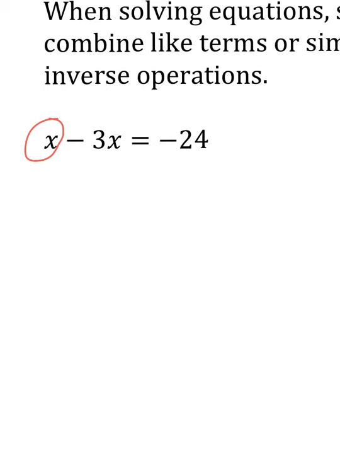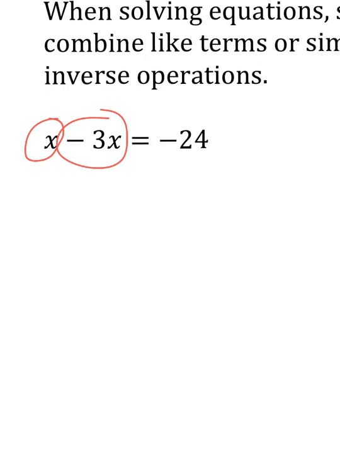3x. So we have x, and then we have minus 3x. We have two terms that have x's in them. They have the same variable and to the same power. So those are our like terms. The first thing, before we start with our railroad tracks or do anything to the other side of the equation, is we want to combine those like terms.